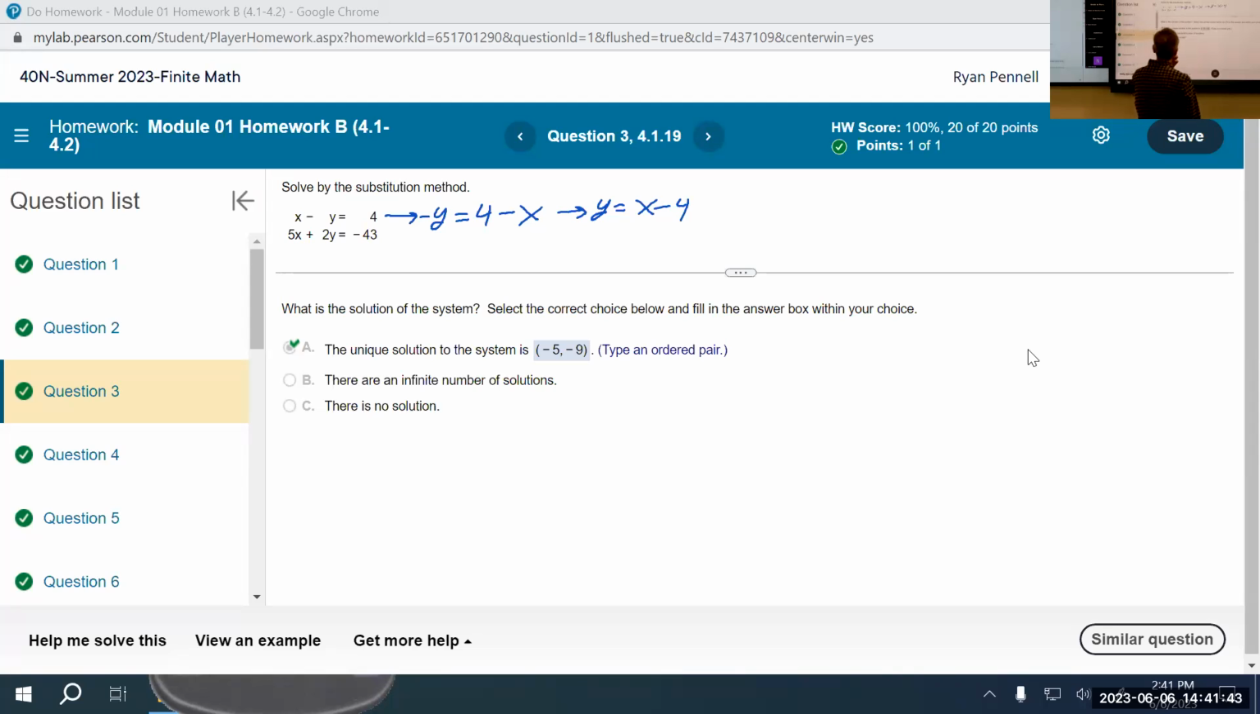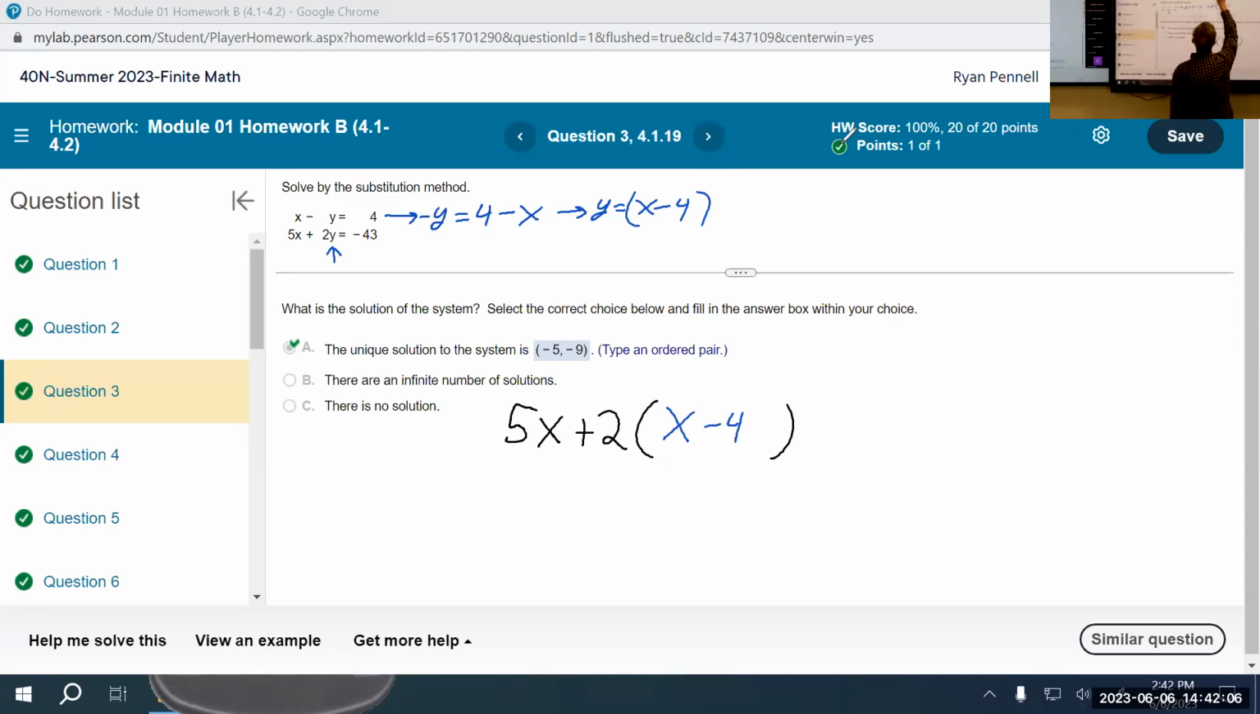All right, now I can take this and plug that into here, hopefully. So that's what I'm going to do. Okay, switch to black. So 5x plus 2 times (x minus 4) equals negative 43.